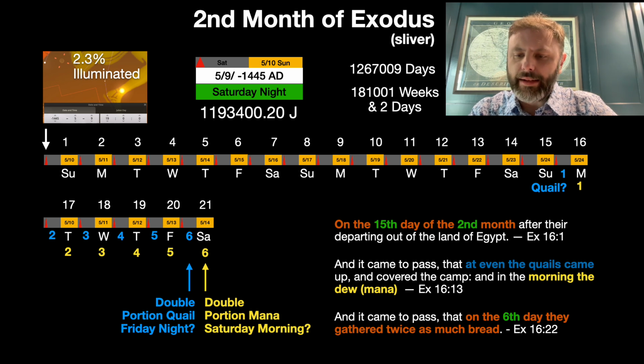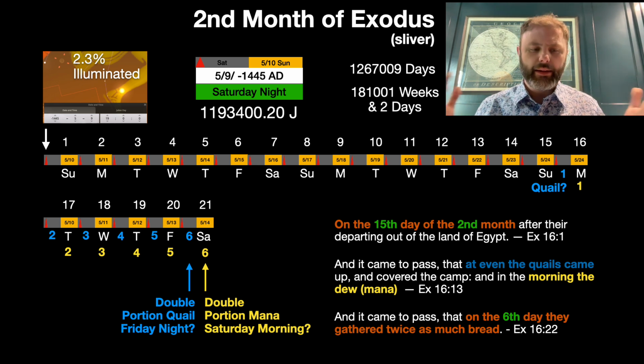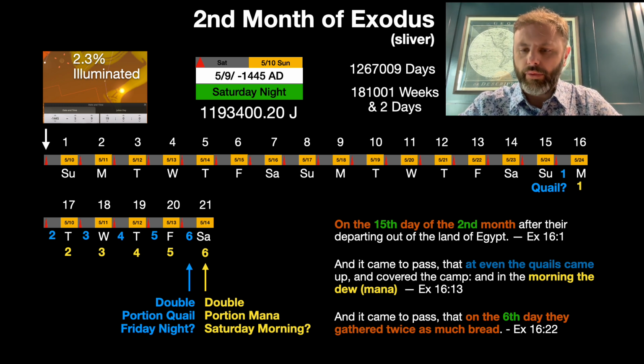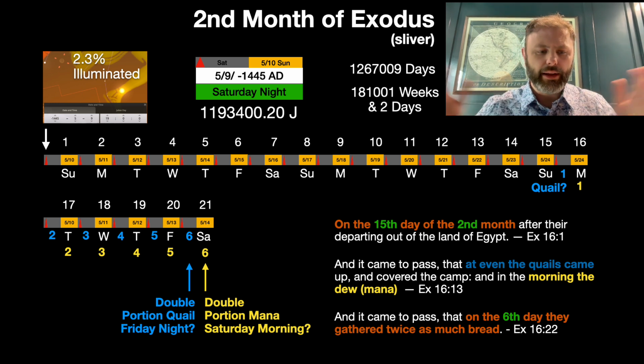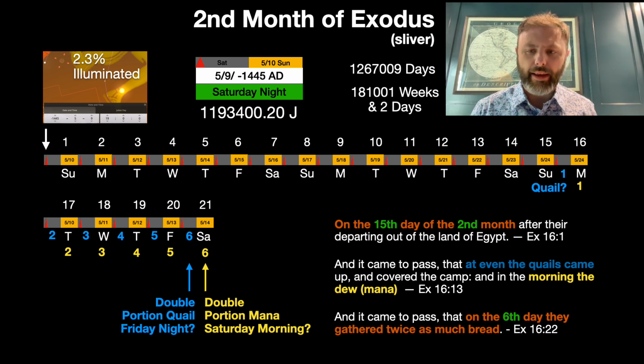And it came to pass that on the 6th day they gathered twice as much bread. So the 7th day would then be the manna. So they're complaining to Moses on the 15th when they arrive. And Jehovah hears the complaint and sends them manna and quail for 6 days. So we know that the 15th has to be a Sabbath because they're getting manna and quail for 6 days after that.